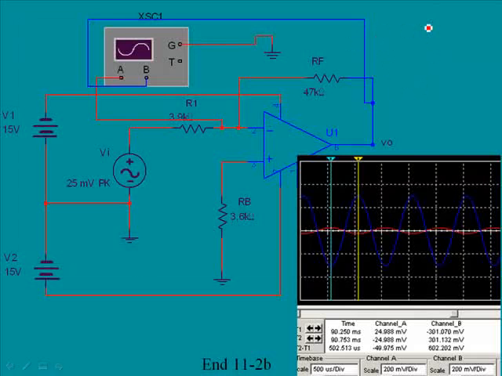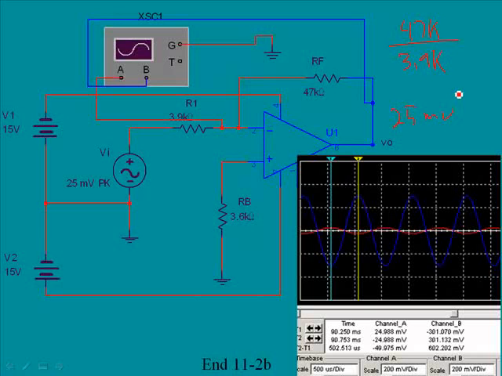Then this is a simulation from Workbench. This is a little bit different. This is the way it looks in Workbench. Here is our non-inverting input with RB there. Here is our inverting input coming in, and it is across here. We have RF is 47K, and R1 is 3.9K, and our input is 25 millivolts.